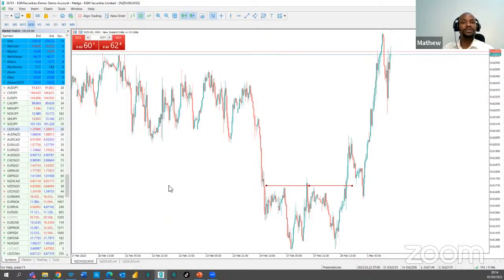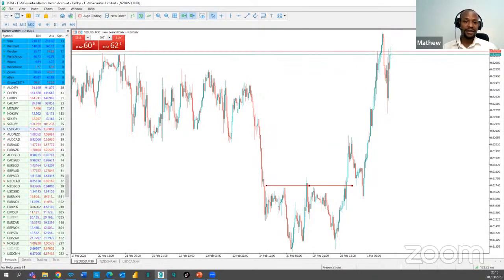So let's start with New Zealand USD and the smart money concepts. When you're applying the smart money concepts, mostly you're not using indicators. It is just the candlesticks and clean charts, just like you're looking at it. And now you're combining the price action.